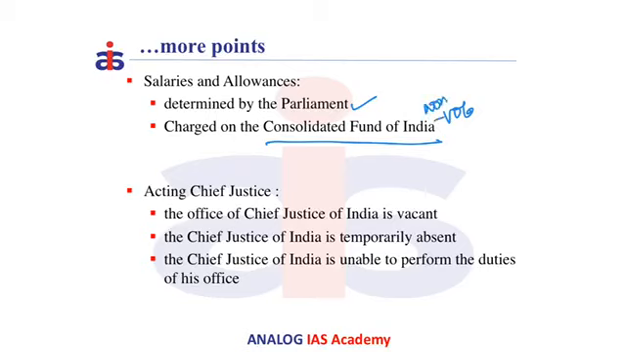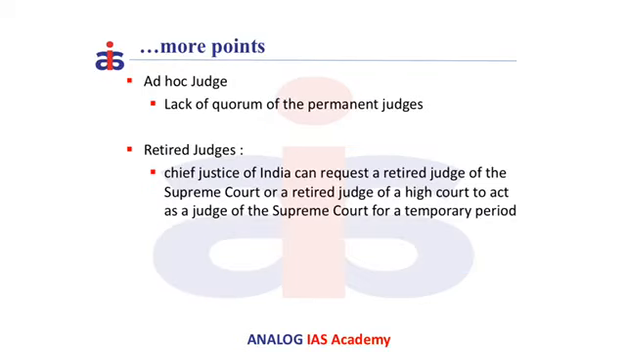The next is the provision for the acting Chief Justice. The President may appoint any judge of the Supreme Court as acting Chief Justice if the office of the Chief Justice of India is vacant, or the Chief Justice of India is temporarily absent, or unable to perform the duties of his office due to illness or anything else. The next is the ad hoc judge. An ad hoc judge is appointed by the Chief Justice of India with the prior permission of the President when there is a lack of quorum of permanent judges of the Supreme Court.